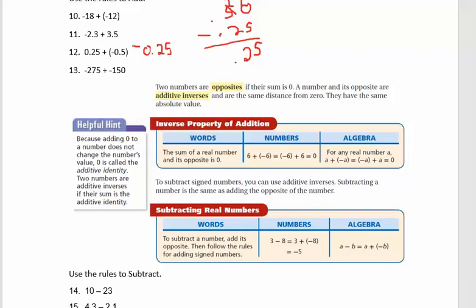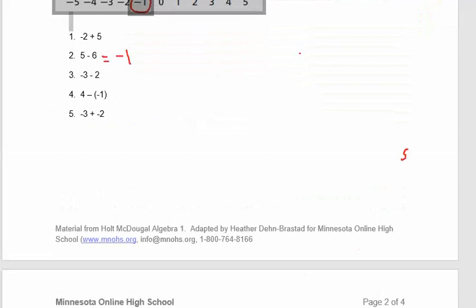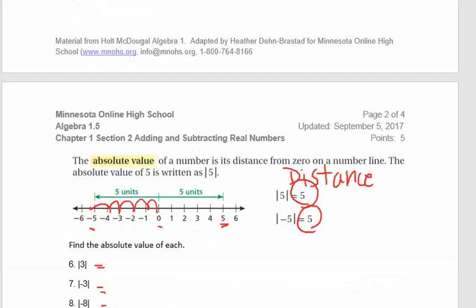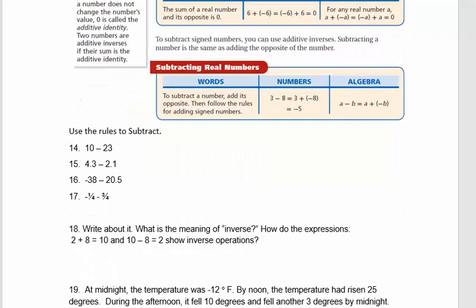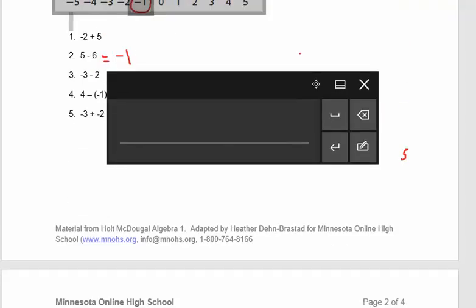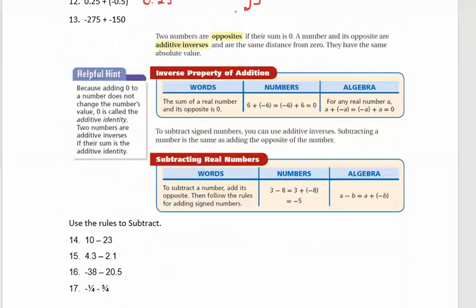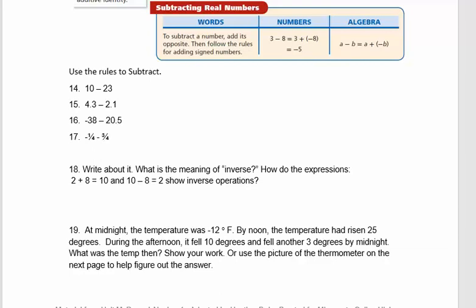So if we have to subtract, we're going to use that vocabulary word in our rule for subtraction. To subtract a number, add its opposite. And the opposite is its additive inverse. Okay, I'll stop using my pen for a minute and see if that helps.